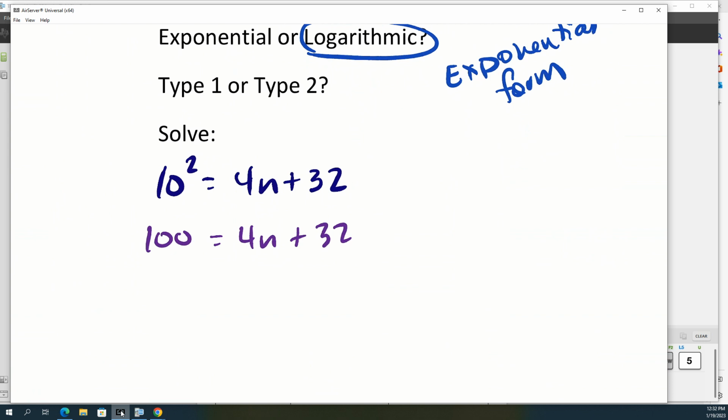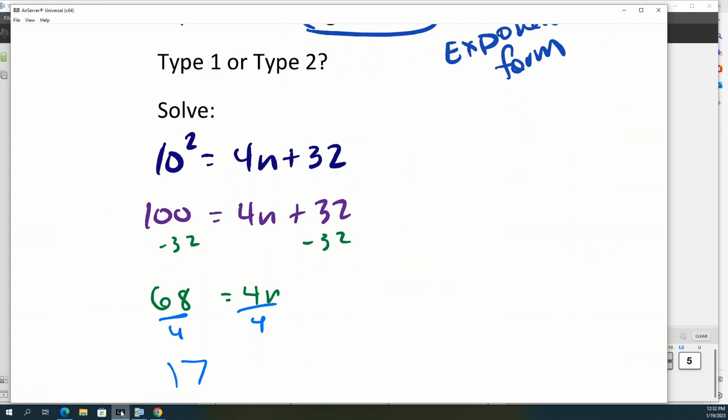All right, and then from here, again, it's 2 steps. One step is to subtract, and then one step is to divide. And you should get 17 for n.